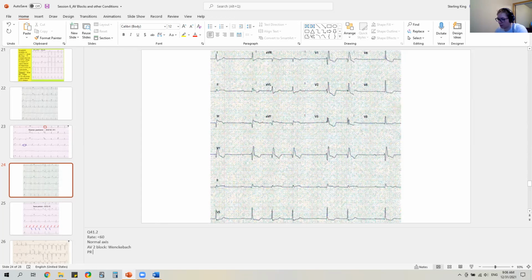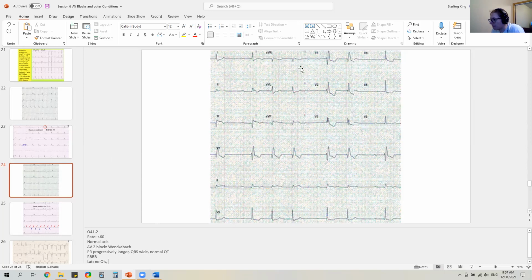So PR, progressively longer. QRS is wide, it's still got the right bundle branch block. QT is normal. And then I can just look at that right bundle branch block. It's the same guy, but just a different reading. And then checking our laterals. No Q, no Q. V5 and V6, no Q.